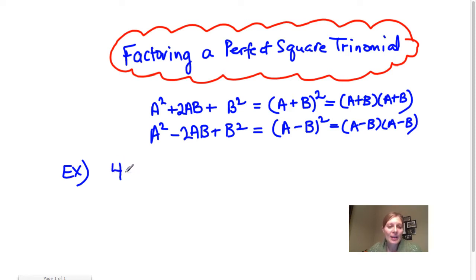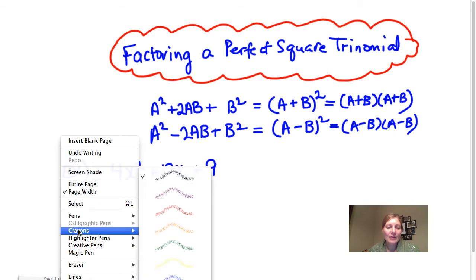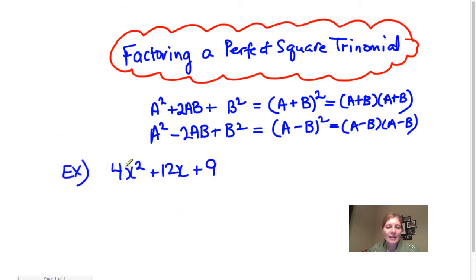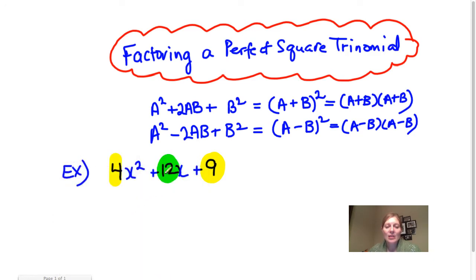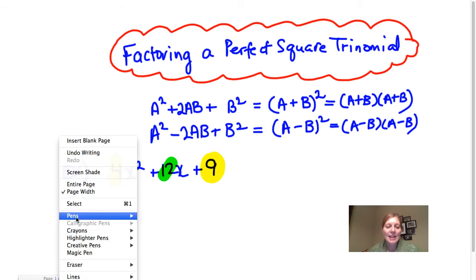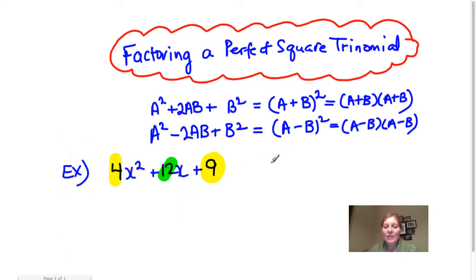Let's say we have 4x squared plus 12x plus 9. The first thing I need to do is recognize that, hey, look, this is a perfect square and so is this. So I recognize first of all that they're perfect squares. But the next thing I have to do if I want to use this method is look at the middle number, and see if that 12x is double the square roots of the 2 perfect squares on the outside.